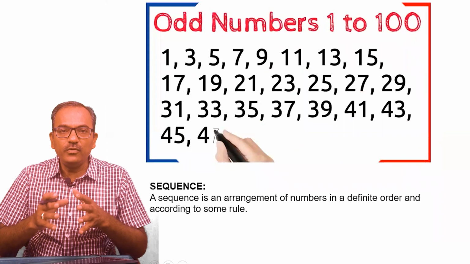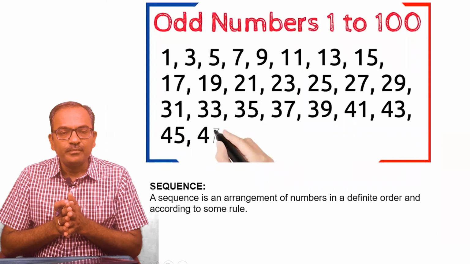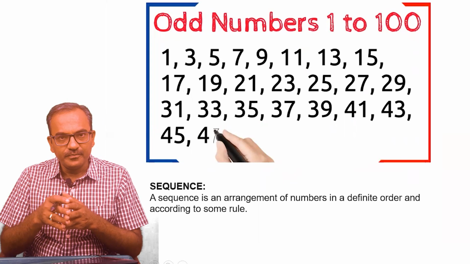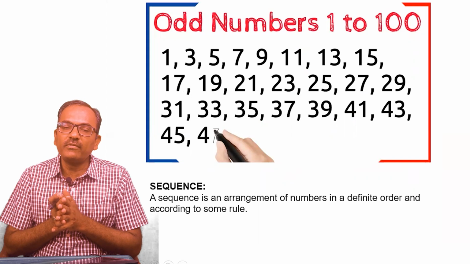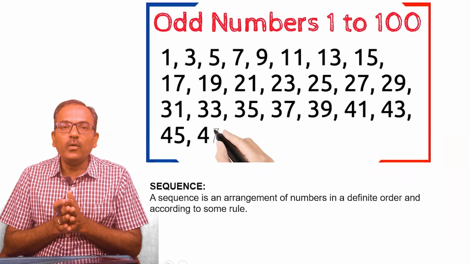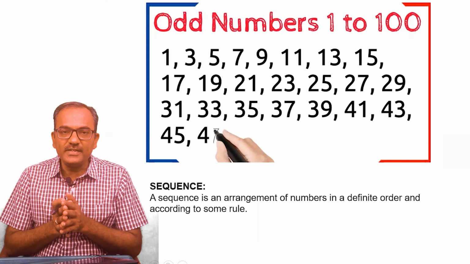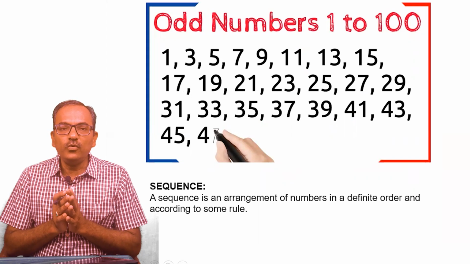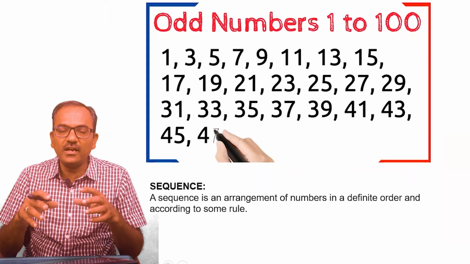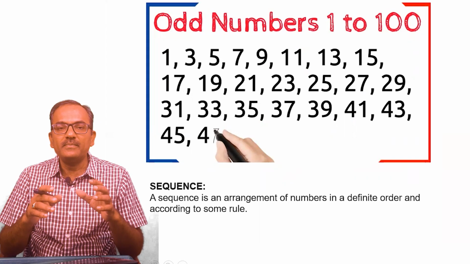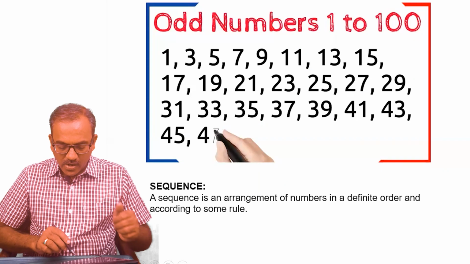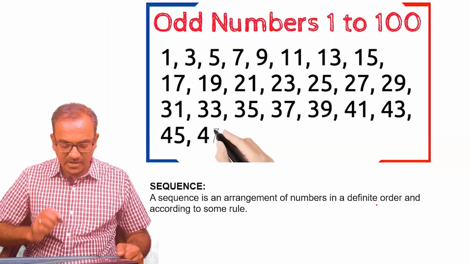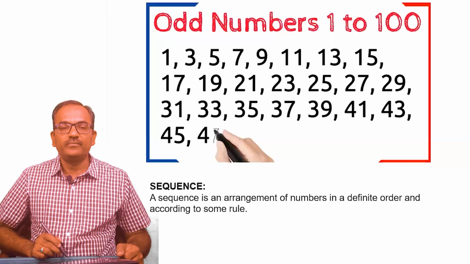So if I give you 1 or 2 numbers of this kind, you will be able to find the rest of the numbers till the end, right? How is that possible? Have you ever thought of that? That is possible only because the numbers that you are listing in the set follow a certain pattern. And once you list the numbers according to a pattern, it becomes a sequence. So a sequence is an arrangement of numbers in a definite order according to some rule.